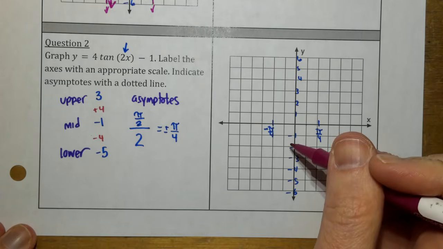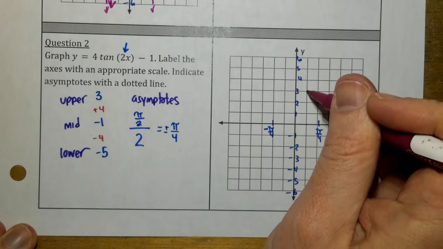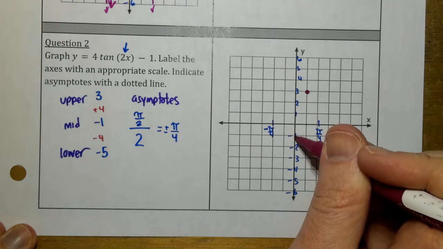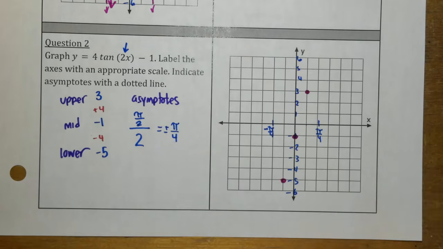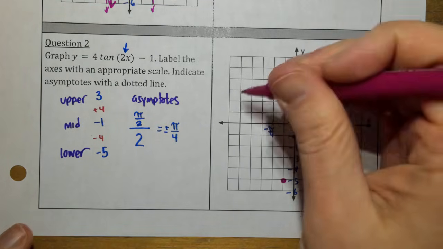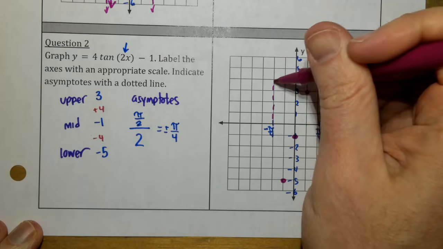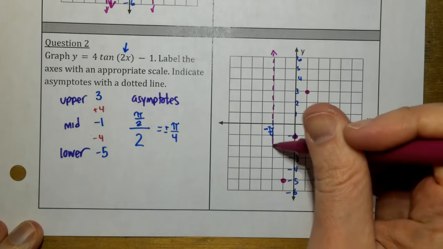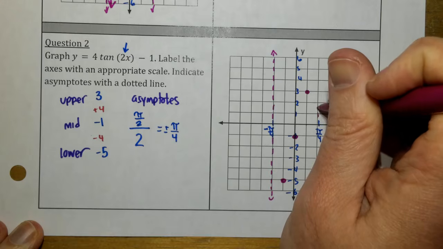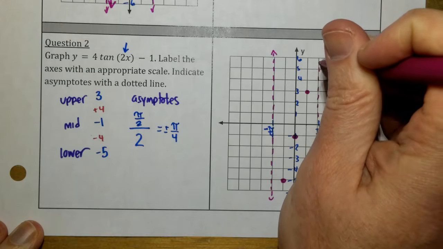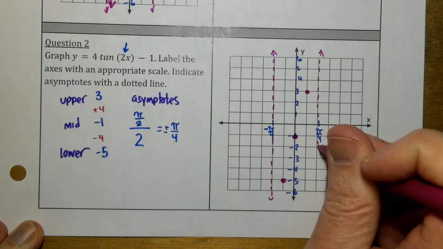So our 3 dots: 3, -1, negative 5. They always line up nice and diagonal, but we're not just going to connect them with a straight line. We're going to give them some curve. The asymptotes have to be vertical dashes that show our graph is going to get close to these, as close as it can possibly get without hitting.